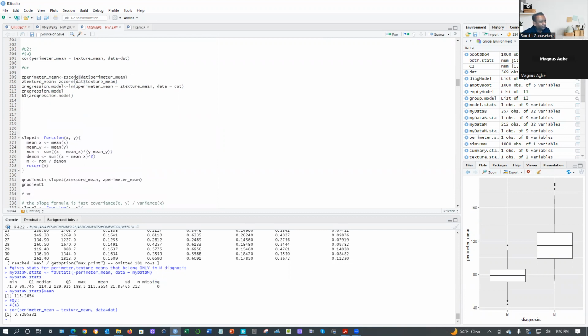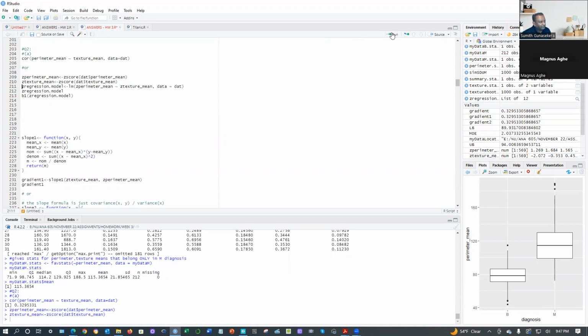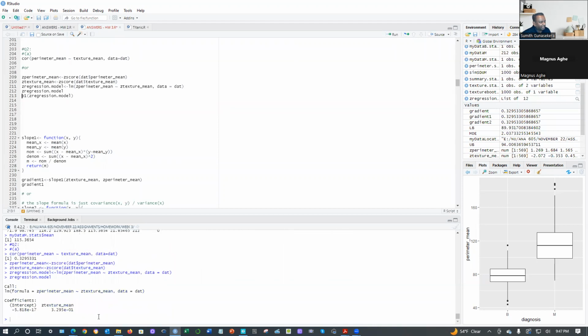Z score: get the data, go to the perimeter mean, and now you call it Z perimeter mean. You do the same thing for texture mean, converting it into the standardized one. We had that discussion. Then you fit those Z values and get the regression model, and read the slope. That's the same thing: 0.3295, 0.3295. If I run B1, it doesn't run.